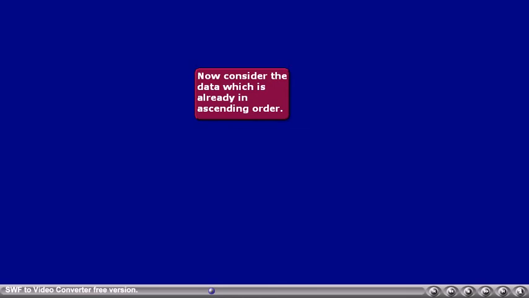Now we assume that the data is already in the ascending order. What happens when we run the insertion sorting algorithm on this data? We can see in the coming slides. You may find that already the data is in ascending order and we wanted the elements to be in ascending order. So in this situation, this algorithm shows best case performance.